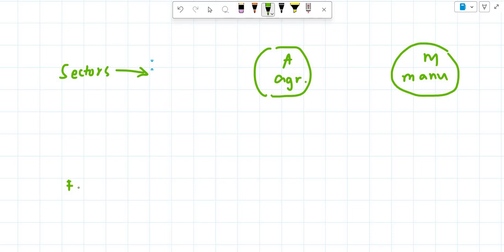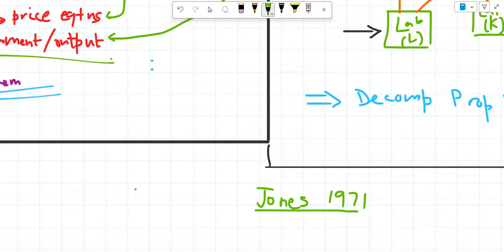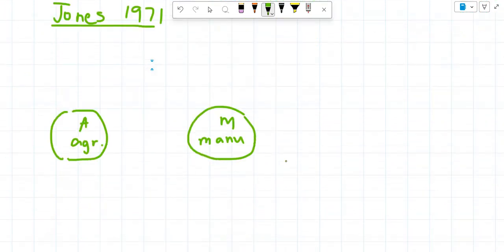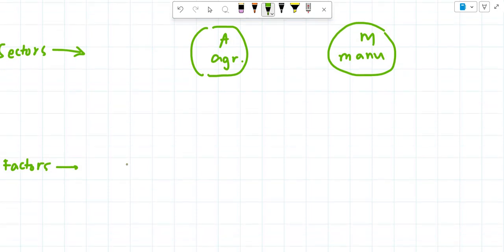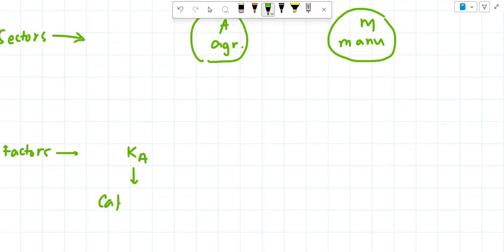Now, what are the factors that are being used in the production of these two outputs? Unlike the Jones 1965 model, where there are just two inputs, in the Jones 1971 model there are actually three inputs. So what are the three inputs? There are different ways of denoting them. Let's start with Ka. What is Ka? Ka is the capital for the agricultural sector.